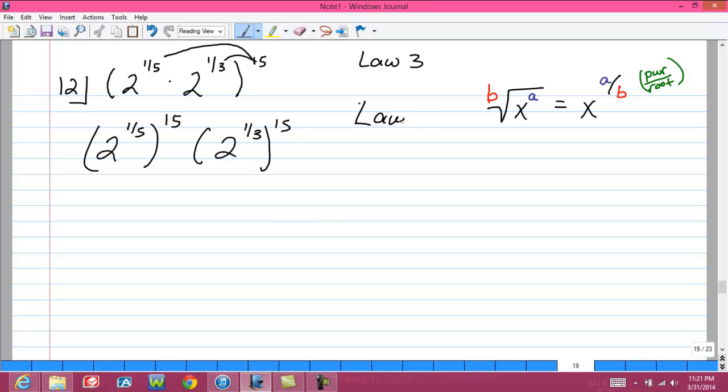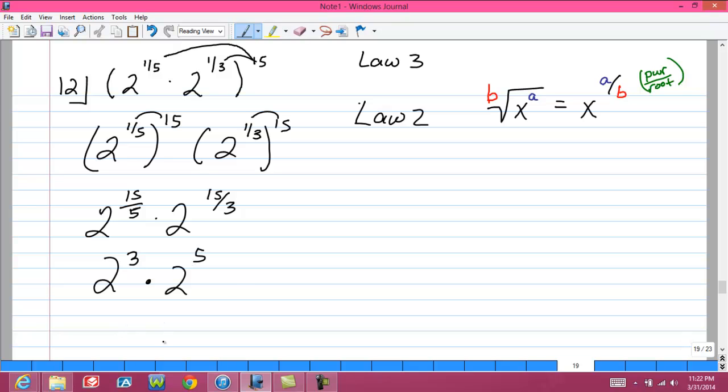Now using Law 2, power raised to a power, we multiply the powers. So this becomes 1 times 15, 15 divided by 5. 15 divided by 3. 15 divided by 5 is 3. 15 divided by 3 is 5. And now I'm left with one last step. When you multiply like bases, add the exponents, and the base stays the same.